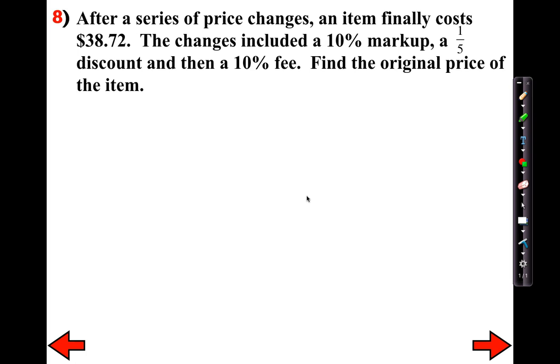Number 8. After a series of price changes, an item finally costs $38.72. The change included a 10% markup and a 1/5 discount, and then a 10% fee. Find the original price of the item. This one's definitely a more challenging problem. So what do we do here? Well, we have to go step by step. The one thing that I do know is that the final cost is $38.72. So if I were to set up an equation in the form of y equals kx, that's definitely going to be my y value. So now I need to do things step by step.